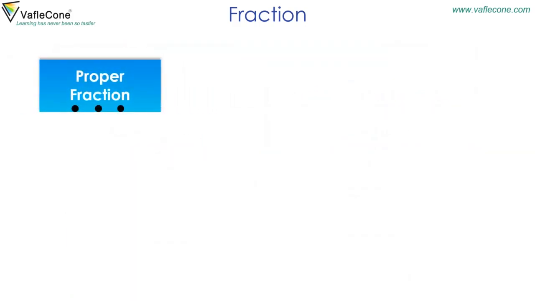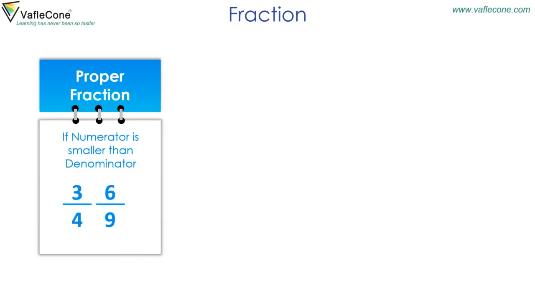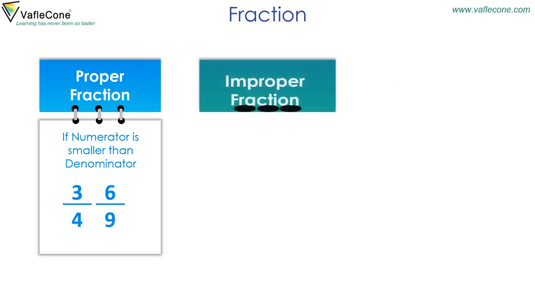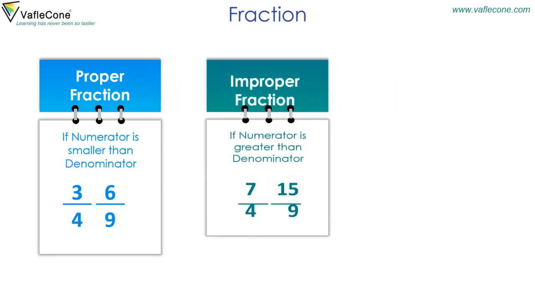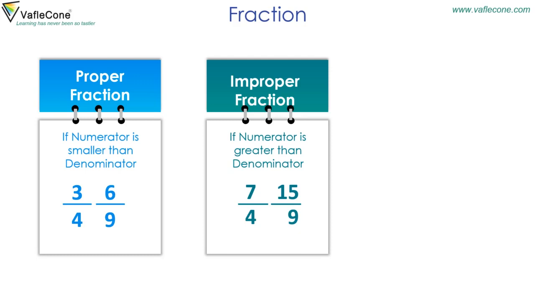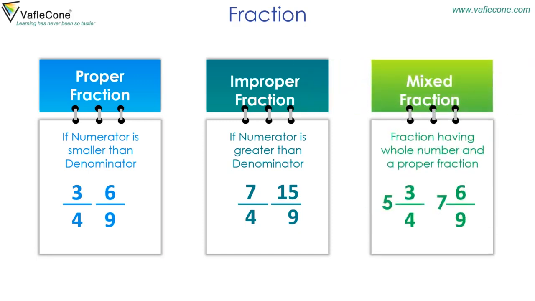Proper fraction: if numerator is smaller than denominator, like 3 by 4, 6 by 9. Improper fraction: if numerator is greater than denominator, like 7 by 4, 15 by 9. Mixed fraction: a fraction having a whole number and a proper fraction, like 5 and 3 by 4, 7 and 6 by 9.